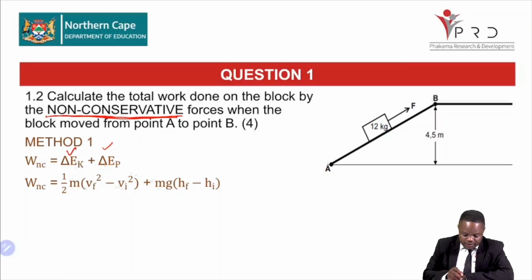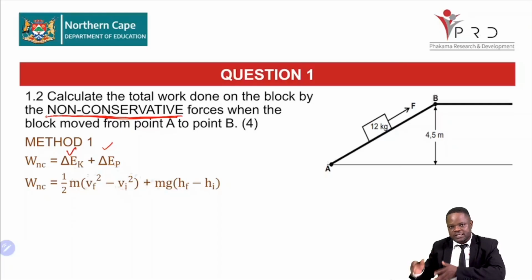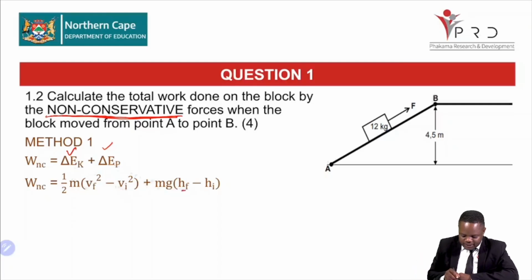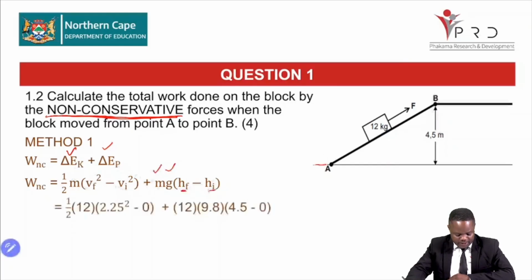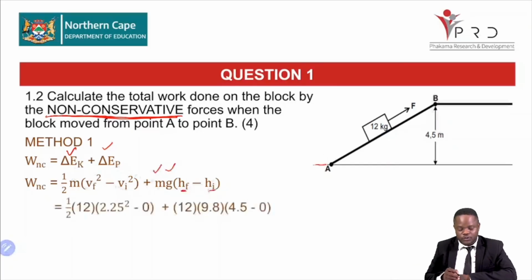You come to the change in potential energy. Our potential energy is mgh. And what is changing is the height, right? Mass is the same, g is the same, 9.8. Final height, you're given there, 4.5. Initial height, it was at ground level, that was 0. So you can substitute those values.